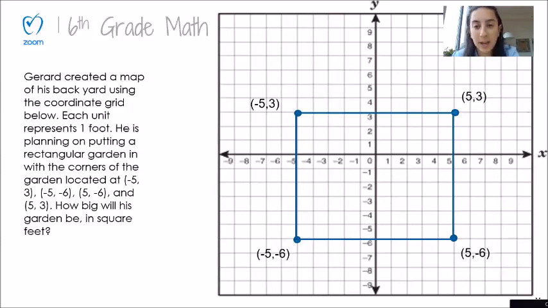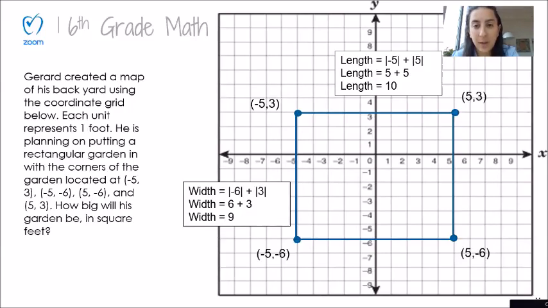Now I'm going to show you what I got as the length and the width and how I used absolute value to help me find it. On the top, you can see that I added the absolute value of -5 and 5 because the x coordinates were different. I know the absolute value of -5 is 5, so I got a length of 10. With my width, I noticed that the y coordinate was different, so I added the absolute value of -6 and the absolute value of 3 to get a width of 9.